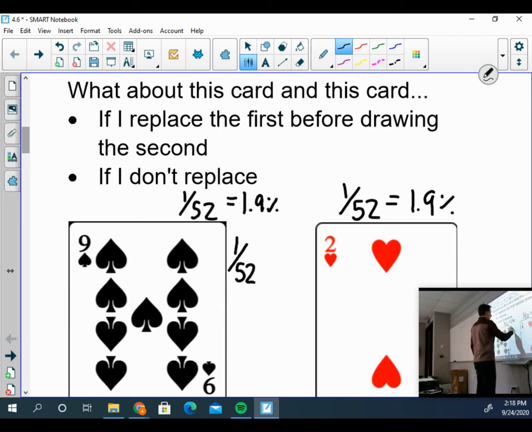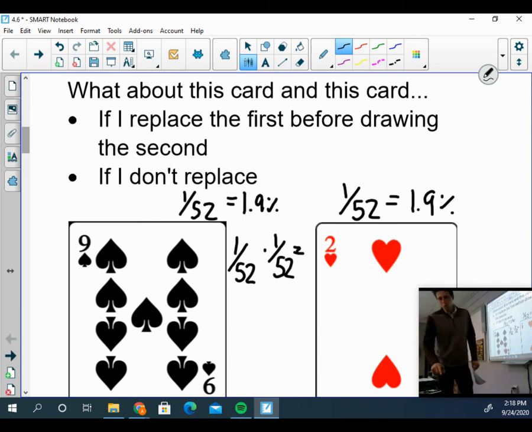So how do I figure this out? Well, I have a 1 in 52 chance for the nine of spades and a 1 in 52 chance of drawing a two of hearts. 1 out of 52 times 1 over 52. Let me do it in the calculator here. 1 over 52 times 1 over, sorry, hit the wrong button.